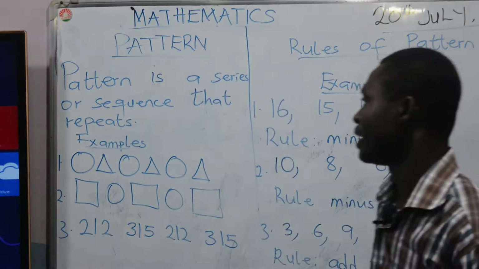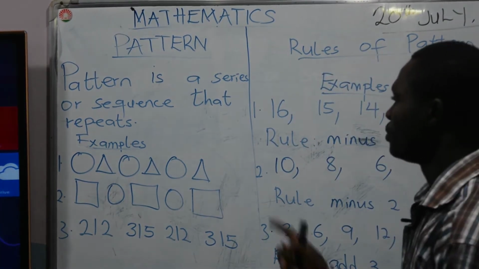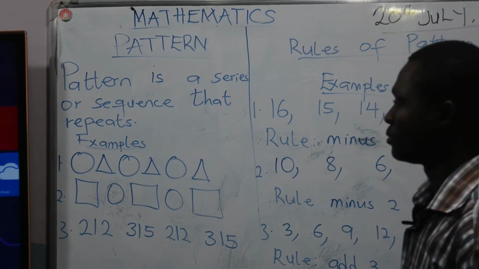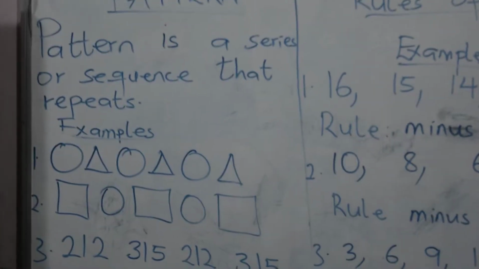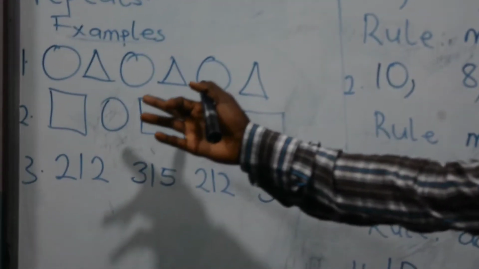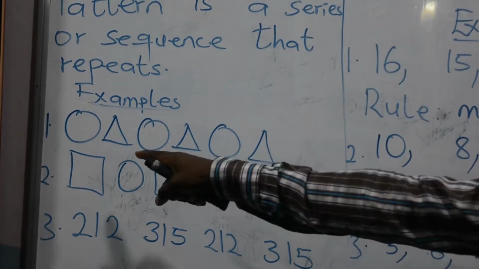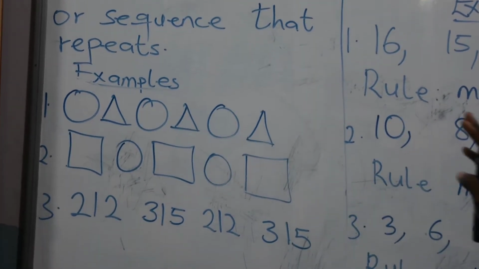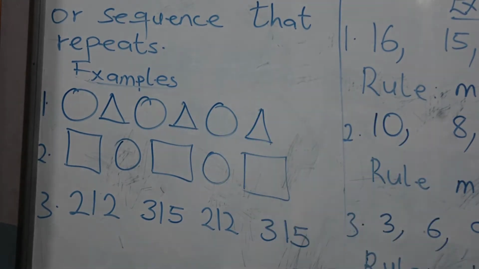So let's look at example 1. Now in example 1, we can see circle. The following is triangle. When we give you something like this and you want to arrange the pattern, first you look at the first shape. So number 1 there, it is dealing with the shape. So you look at it first. The first shape is circle. What is the next? Triangle.